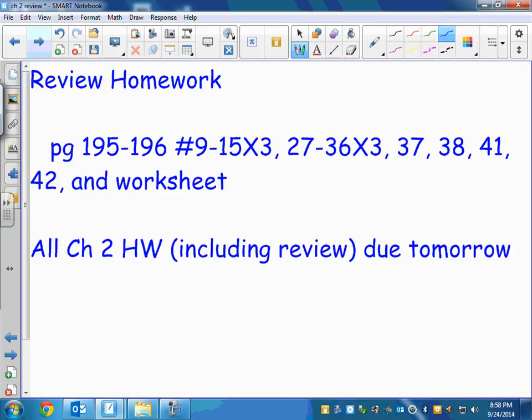It's, I believe, on the review. I said a worksheet too. Let's see if I can find a worksheet. I don't even know if you have a worksheet yet. I'm kind of losing my mind. But if not, then you're just going to do these problems. But if I find the worksheet, then I'll throw that in with it.